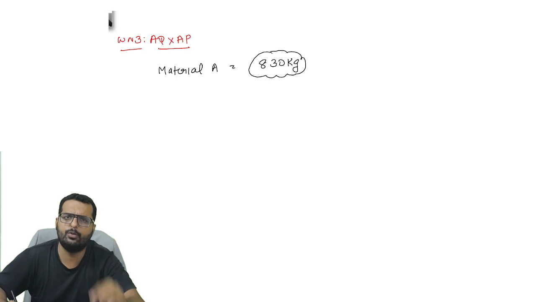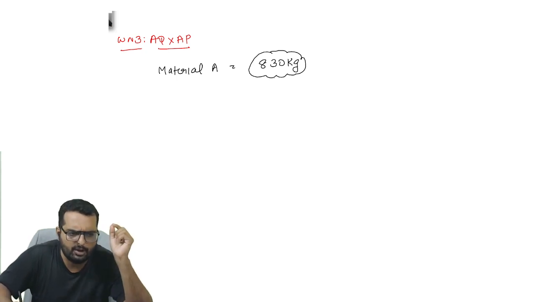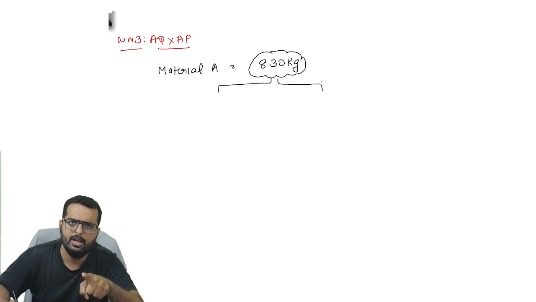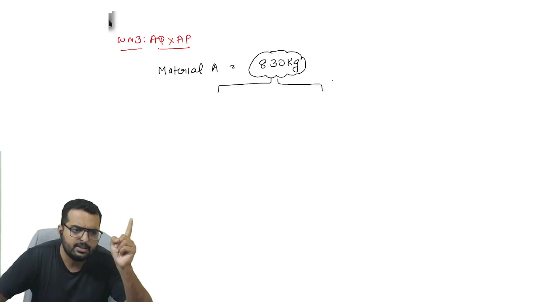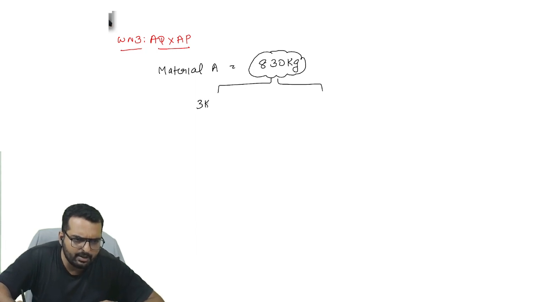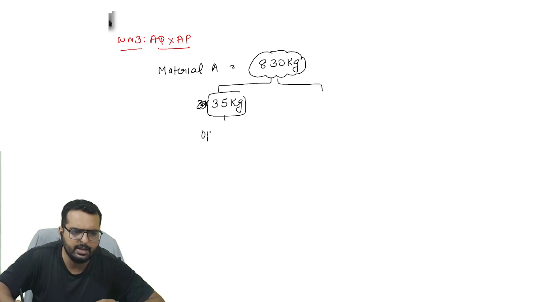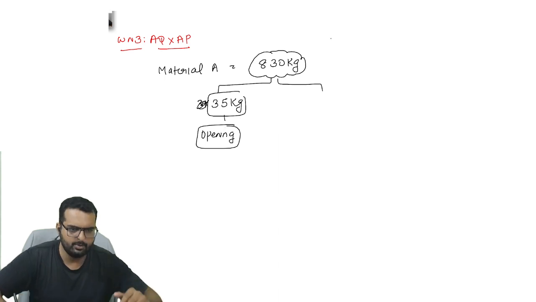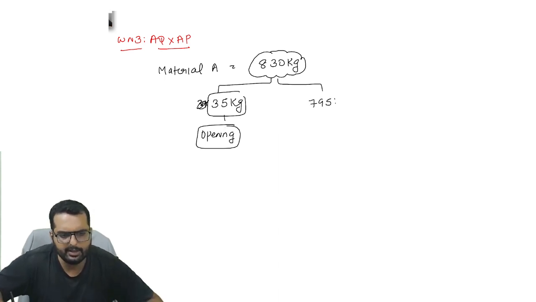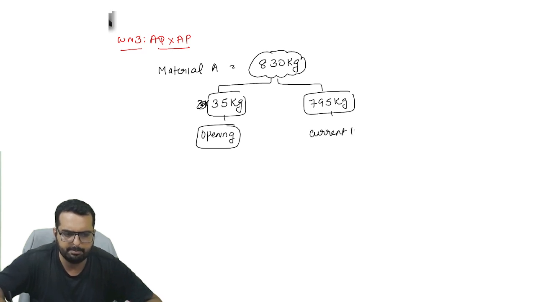What do you mean by FIFO method? First in, first out. So if the 830 kg is consumed, the original first, how many kg? 35 kg will be consumed from where? This will be consumed from the opening stock. Correct? And the balance, what is the balance coming over here? 795 kg will be consumed from the current purchase.